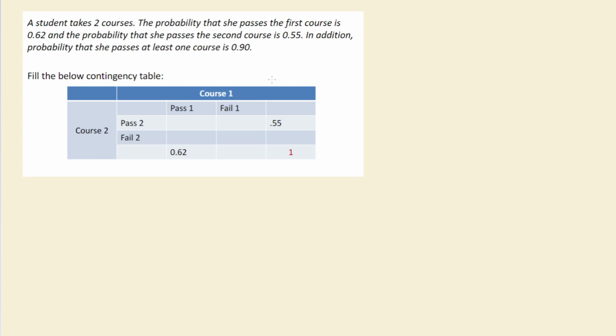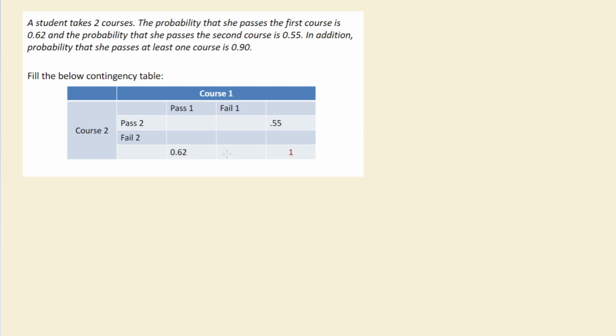Well, the first thing to realize is that the probability that she either passes or fails the course is 100%. She's either going to pass or fail it. And so the probability that she passes is 62%, so the probability that she fails would be 1 minus the probability that she passes, otherwise known as the complement of the probability of her passing.